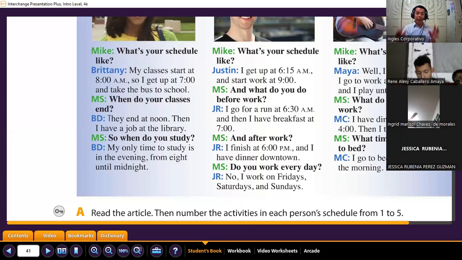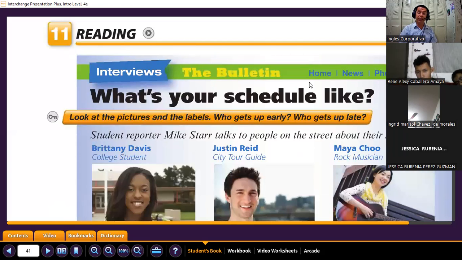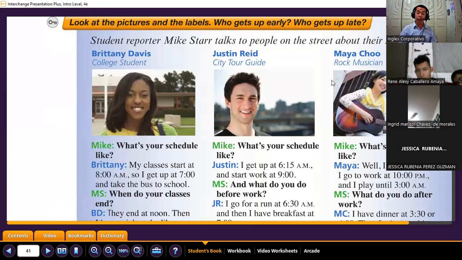Okay, look at this routine, right? We have the routine of Brittany Davis and Justin Reed. Brittany Davis is a student from a college, right? A college or university is the same. Don't say college is colegio. No. College is university. And Justin is a city tour guide. Es un guía turístico de la ciudad, right? These are the schedule, horarios.